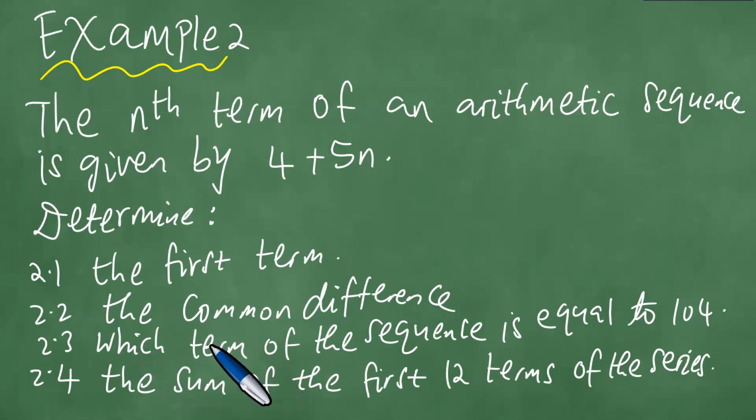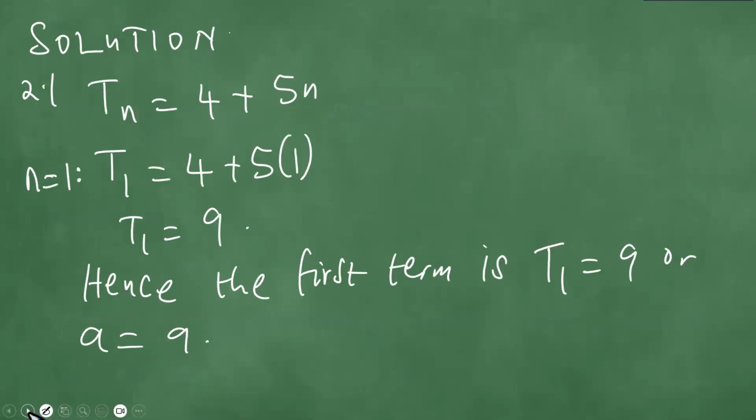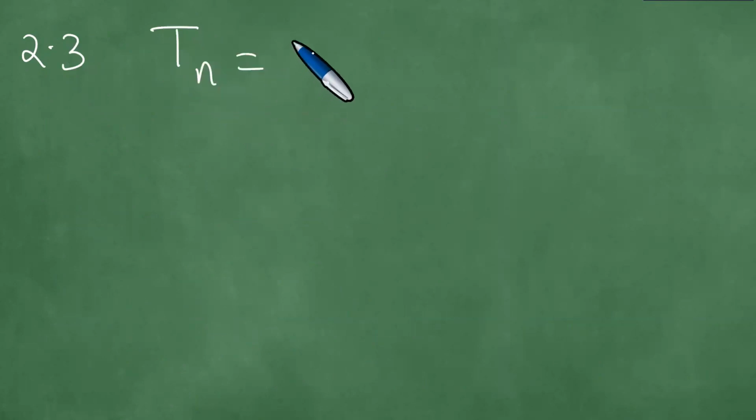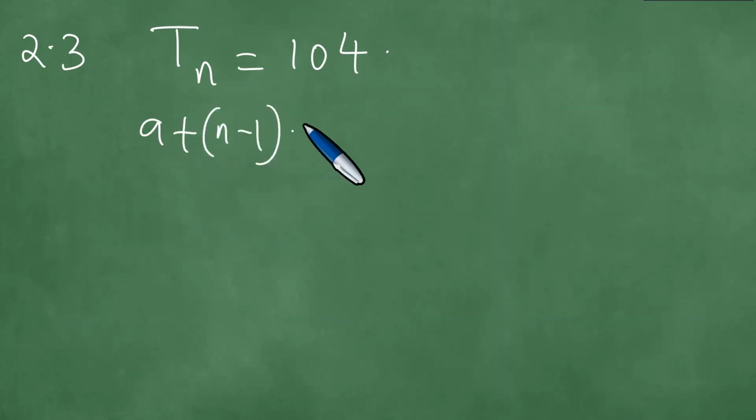Which term of the sequence is equal to 104? 2.3. There is a term that is equal to 104. What term is this? What is the Tn? Tn is a plus n minus 1 into what? Into the common difference equals 104.